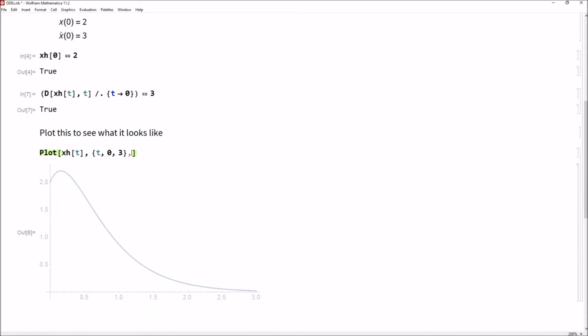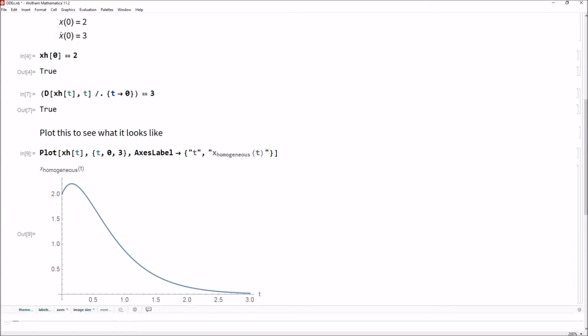Maybe to make this explicit, let's add some axes labels. We'll say t is on the x-axis, and xh of t, the homogeneous solution, is on the y-axis. So here's what the function looks like, and as you can see, it is the combination of exponentials as we expect. It satisfies the initial condition in the sense that the initial position at time 0 is 2, and you can see that the initial slope at time 0 is positive 3. So again, this looks great.